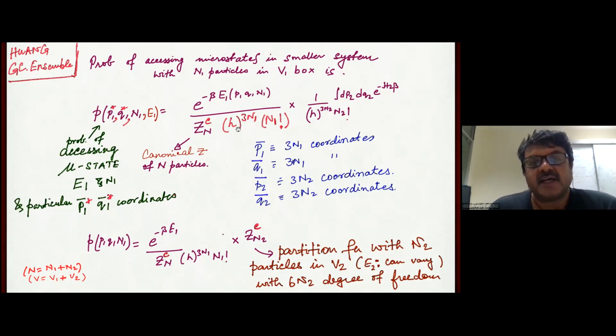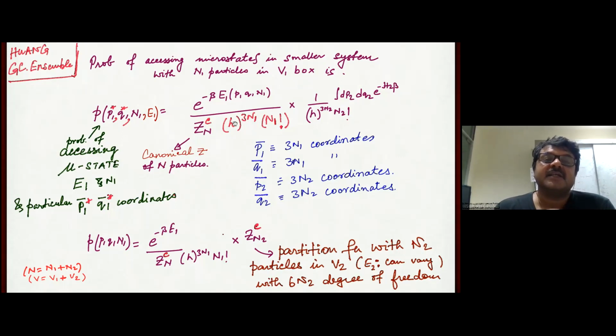So this h to the power 3n1 and n1 factorial corresponds to identical particles. They can be switched over. This corresponds to n1 particles in the system, right? And so there's no overcounting. If the particle positions are exchanged, it will be the same microstate. So that is taken care of by h to the power 3n1 and n1 factorial.